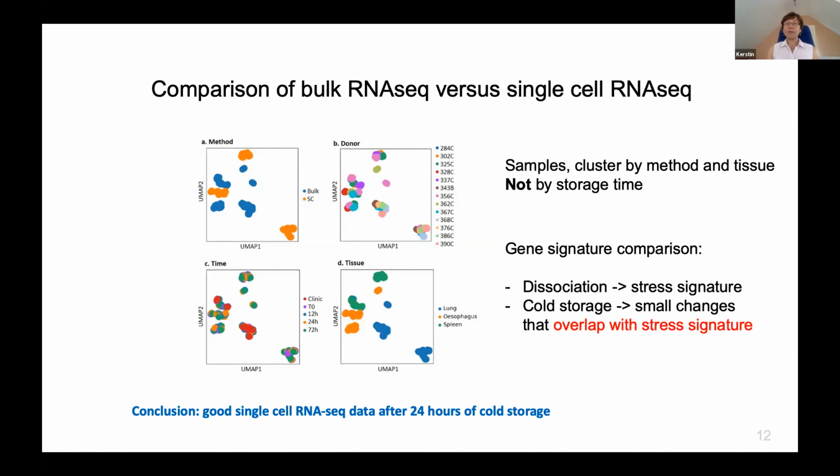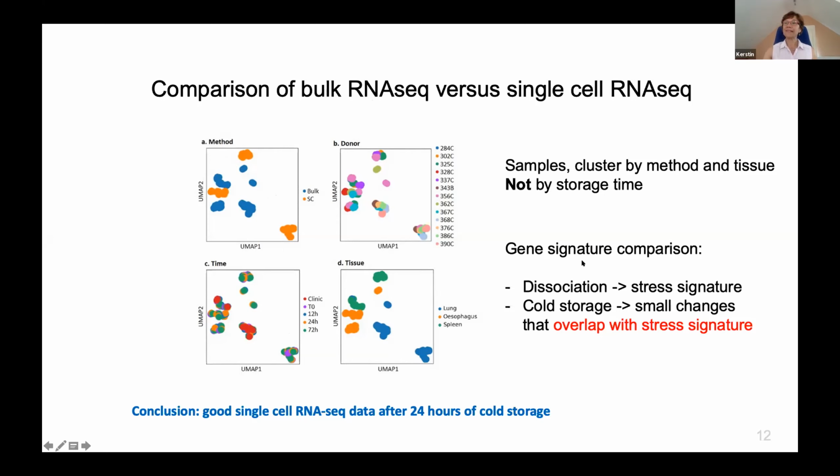We also wanted to ask what the effect of the dissociation and the storage was per se. So we compared our single cell data to RNA bulk data by taking bulk data and then making pseudo bulk data from the single cell. And here's a PCA that shows either the method, the donor, the time of storage, or the organ it came from. And as you can clearly see, the samples segregate by method as well as by donor, but really the time points are widely dispersed, so that is not a primary determining factor of variance.